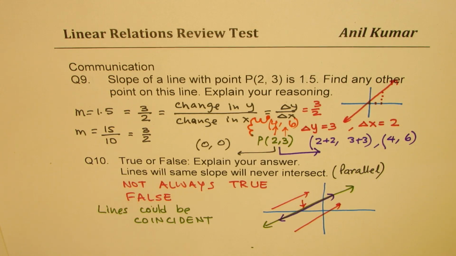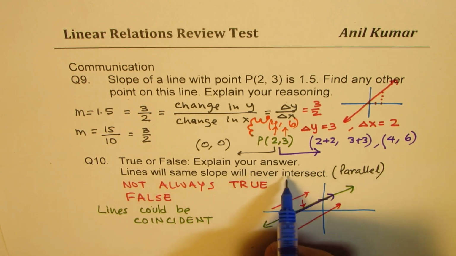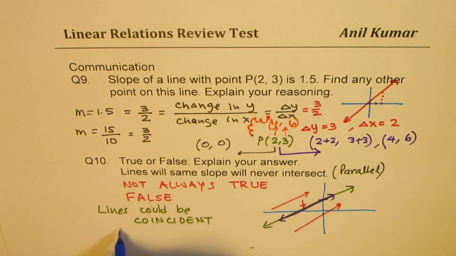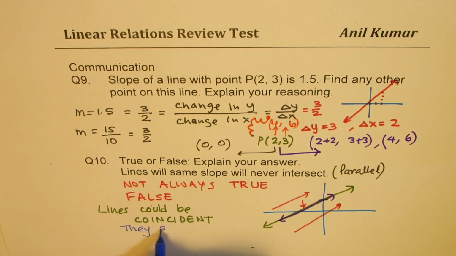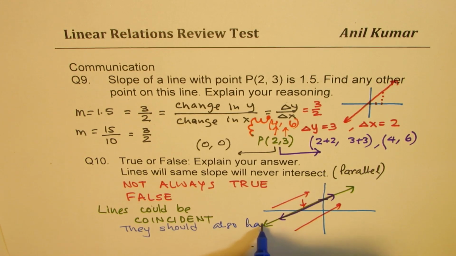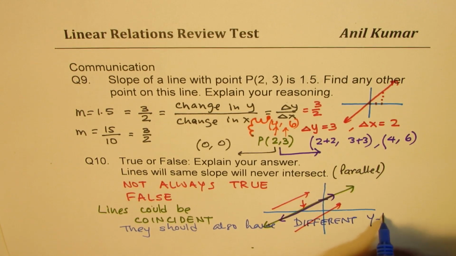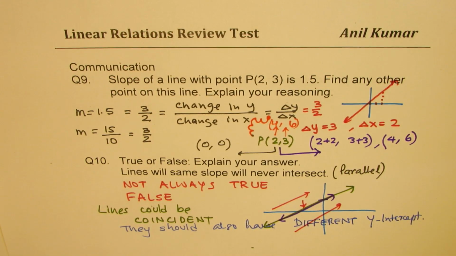So this statement that they have the same slope or parallel is wrong. They should have different y-intercept also, right? So to correct the statement, we should write they should also have different y-intercept. Is that clear? So that makes the answer absolutely complete.